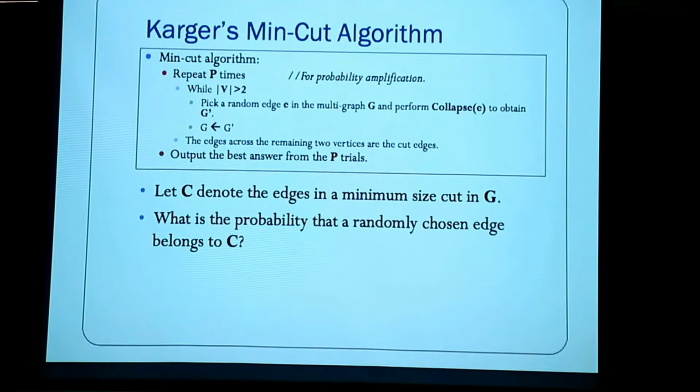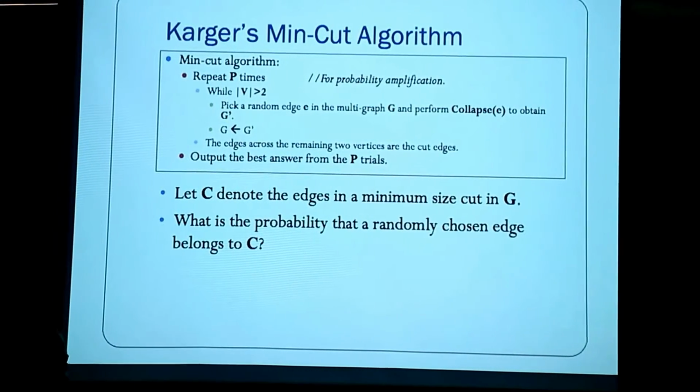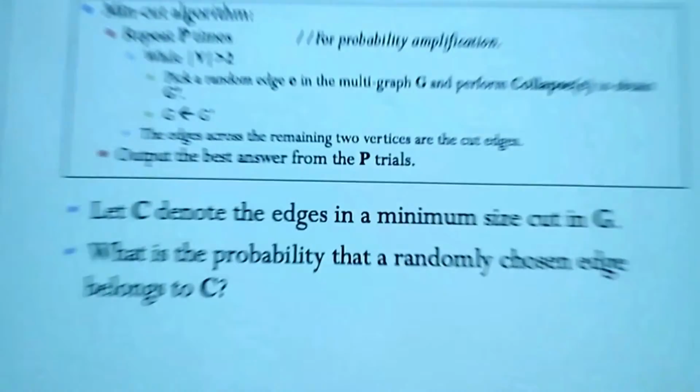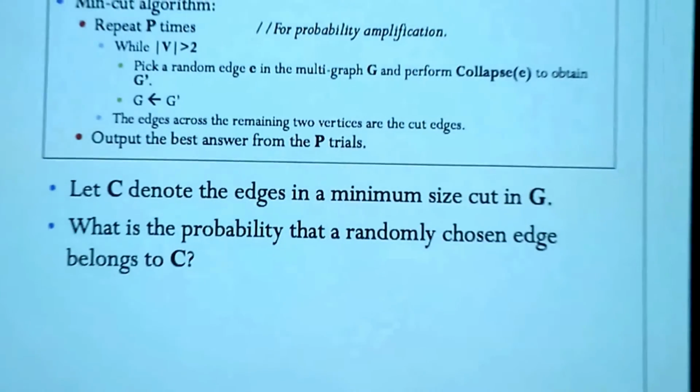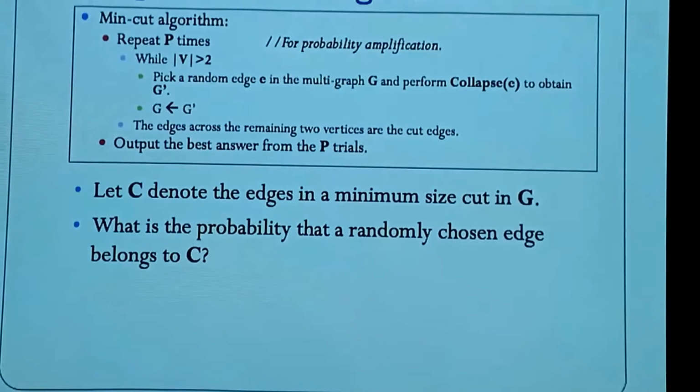Okay. So let's do some calculations. Let's try to see what is the probability that this algorithm is going to actually output the min cut of the graph. There might be many min cuts in the graph, minimum size cuts in G. There might be multiple minimum cuts. We want to output one. Let's fix a minimum cut C, and we do an analysis with respect to this fixed minimum size cut.